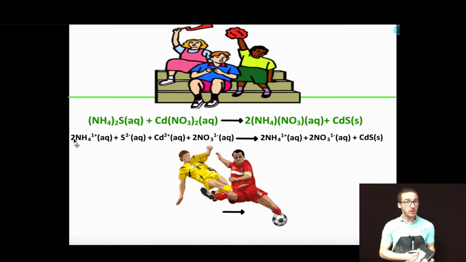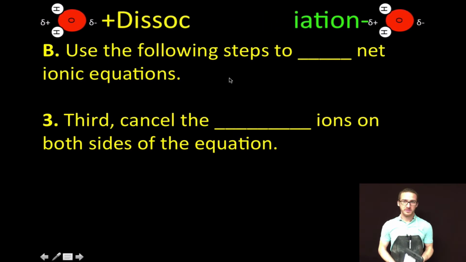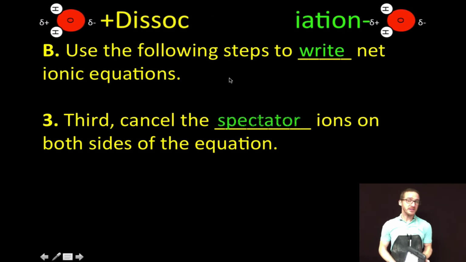So I'm going to have 2 ammonium ions, 1 sulfide ion, a cadmium ion, and 2 nitrate ions as my reactants. On the product side, 2 ammonium ions and 2 nitrate ions, aqueous in solution. My cadmium sulfide, however, I'm going to keep stuck together because it's a solid. Your third step is to cancel out the spectator ions.